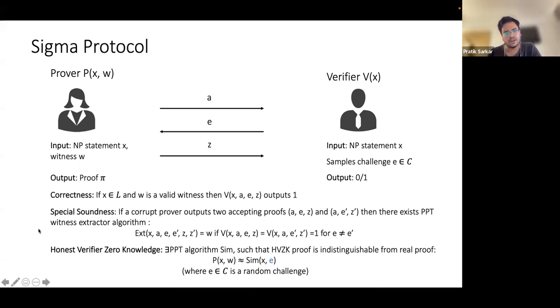And then you require honest verifier zero knowledge, which says that there exists a simulator which, on obtaining a random challenge E, can come up with a simulated proof, that is a simulated (A, E, Z), which looks indistinguishable from a real proof.